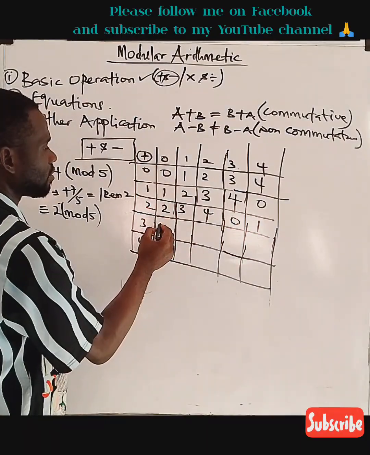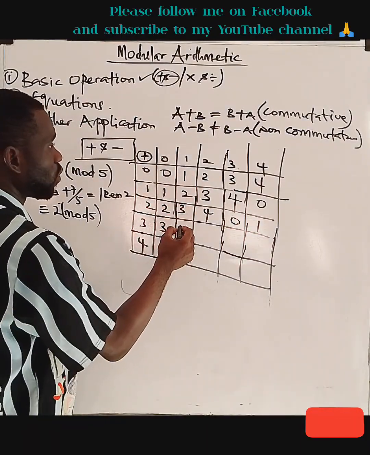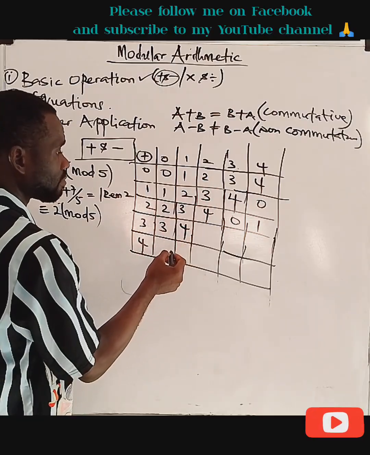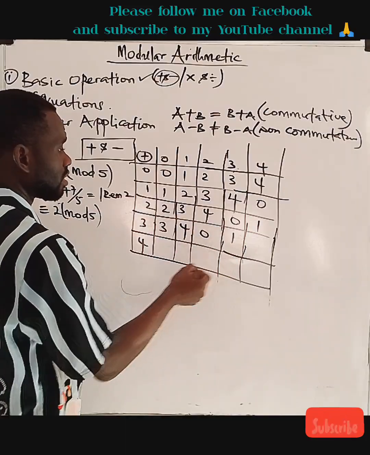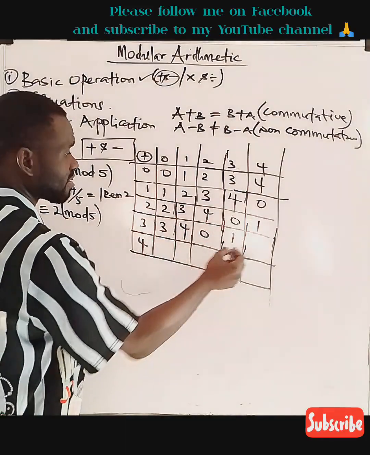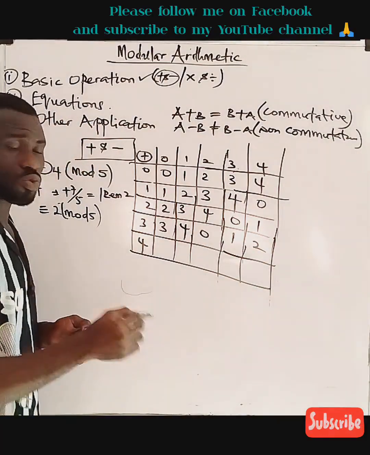3 plus 0 is 3. 3 plus 1 is 4. 3 plus 2 is 5. We're going to write 0. 3 plus 3 is 6. We're going to write down 1. 3 plus 4 is 7. Write out 2. 5 into 7 is 1 remainder 2.